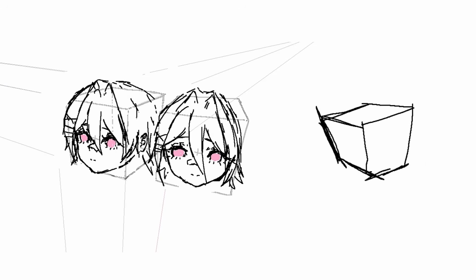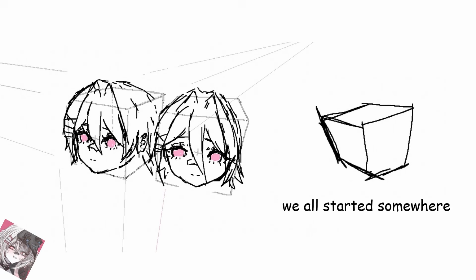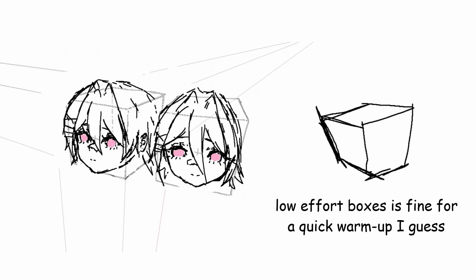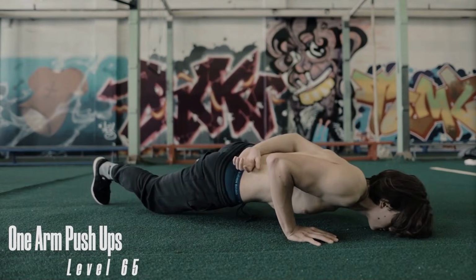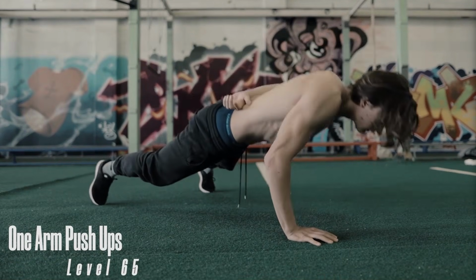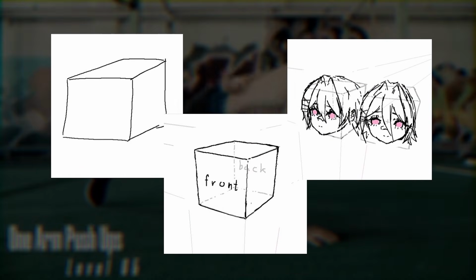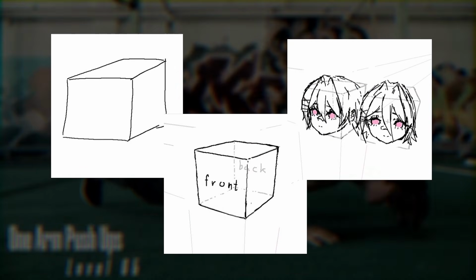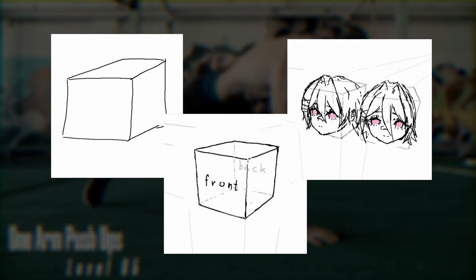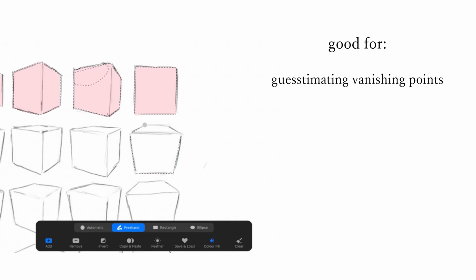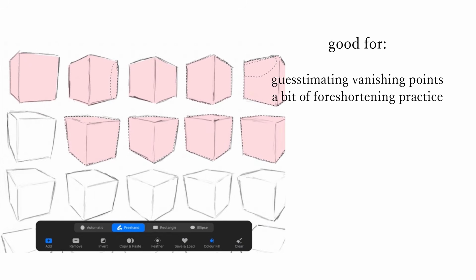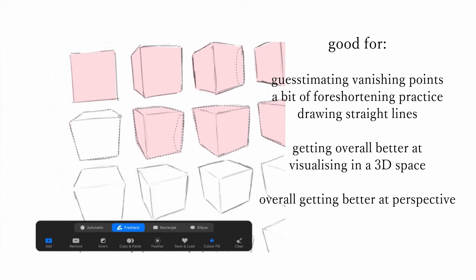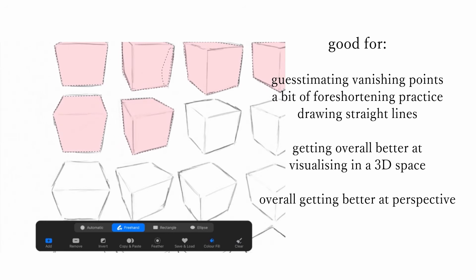Is it wrong to draw sloppy boxes like this? Well, yeah, kinda, but it's fine if you're a beginner. But the more skilled you are, the less you'll benefit from doing sloppy boxes. You know, when you're more fit, it's more efficient to do one-arm push-ups rather than knee push-ups. This is why I see the box rotation exercise as the push-ups of the art world. It's easy to pick up, and you can gradually make it a bit more difficult. It's great at training guesstimating the vanishing points, a bit of consistent foreshortening practice, getting better at drawing straight lines, and getting better at visualizing something from another angle.